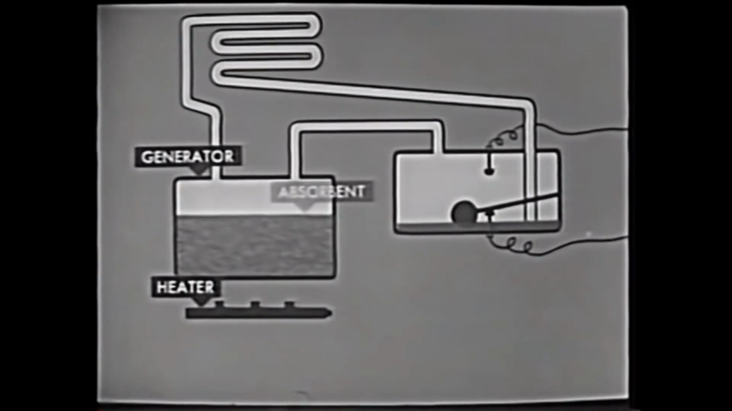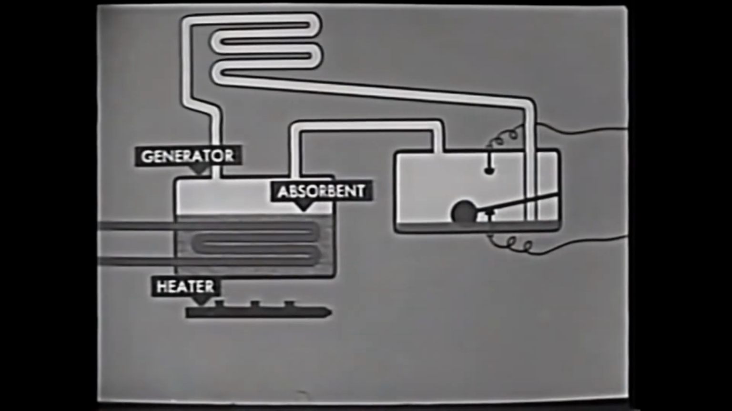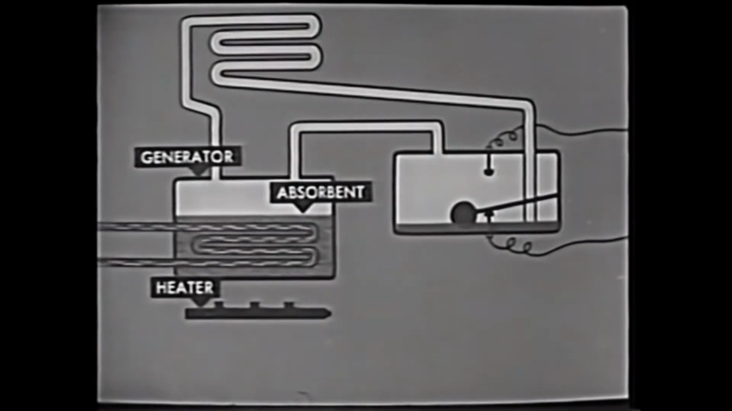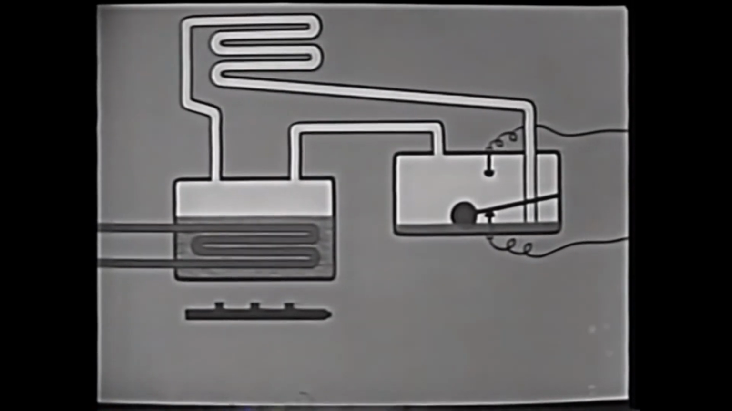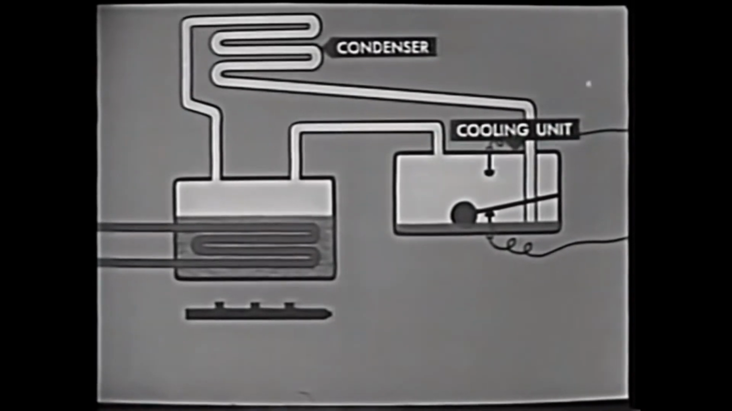The generator contains an absorbent, a liquid or solid which has absorbed the refrigerant. Water passes through a coil to cool the absorbent and permit it to reabsorb the refrigerant at the proper stage of the cycle. A simplified diagram of the system is filled out by a condenser and a tank which serves as liquid receiver and cooling unit. Check valves guarantee the movement of the refrigerant in only one direction.